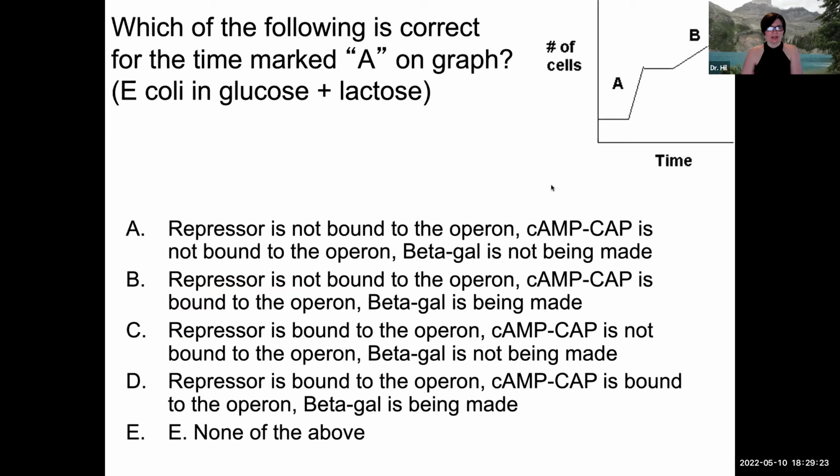Let's talk about this. Okay, so A is referring to the steep curve and B is referring to the shallow curve, or line, I should say. Which of the following is correct for the time marked A, which is the steep log phase on the graph? Again, this is E. coli grown in both glucose and lactose together. So just read the options. Tell me in the chat which you think is accurate for A, thinking about what's available in the environment and what's happening at the genetic level. Take a second, think about it, put your answer in. If you can't get there, put a question mark.